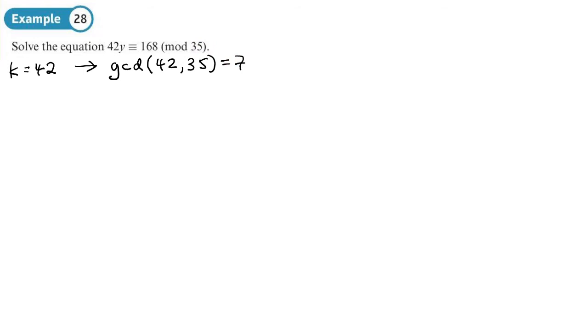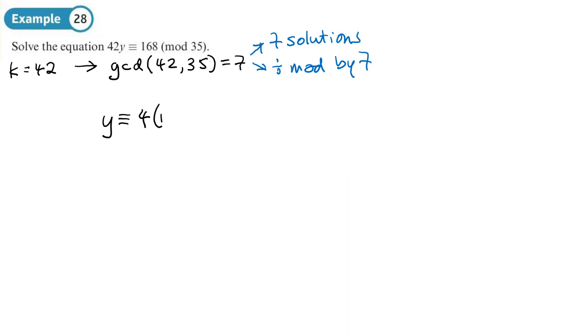So let's just write that down. 7 solutions. Divide mod by 7. So let's do that. We divide both sides by 42 because k is 42. So I'll have y is congruent to 4 mod, and 35 divided by 7 is 5.